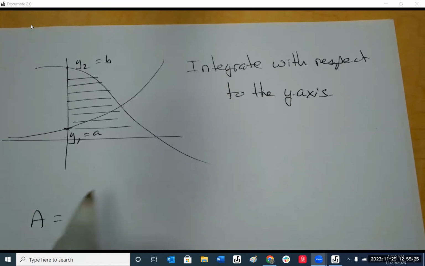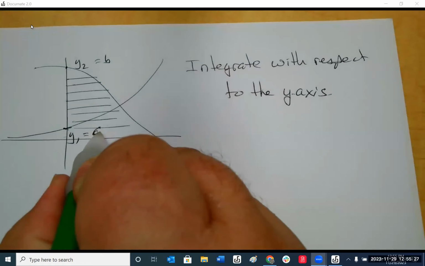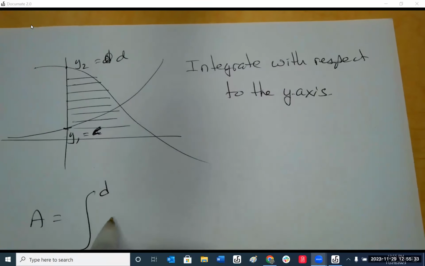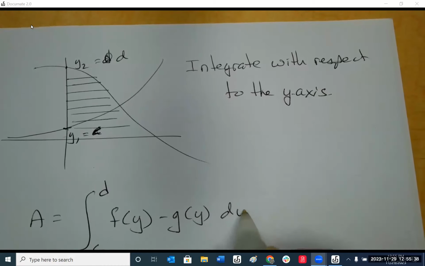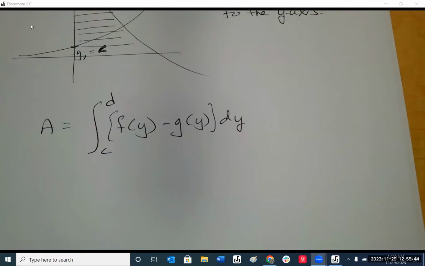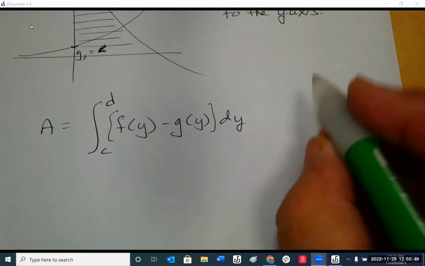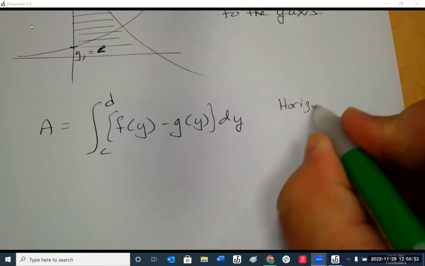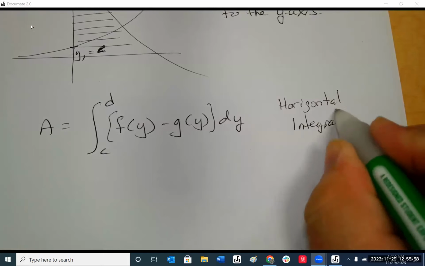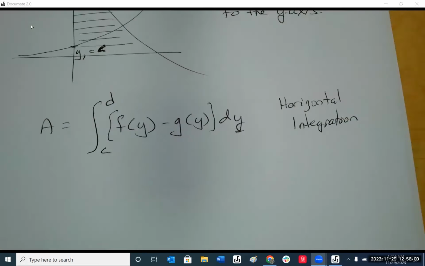And so your area formula, I'll call C and D so it doesn't get mixed up with A and B. Now our area is going to be looking like this. This is horizontal integration with respect to the y-axis. So let's look at an example here.